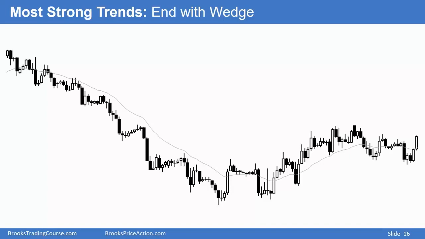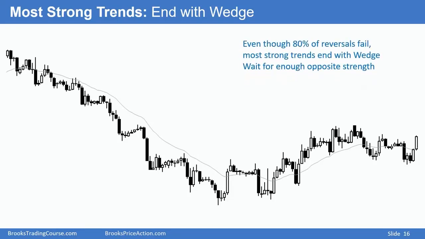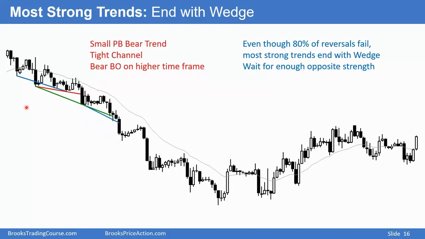Now, I said most wedges in strong trends fail, and that is true. However, most strong trends end with at least some kind of a wedge. Wedge bottom, these are all meaningless. The bear channel is too tight to be looking for reversals. It's far too early to be trading this. It's a small pullback bear trend. It's a very tight channel. It's a bear breakout on higher time frames. Stop looking for reversals. Instead, look to sell a failed reversal, a bear flag.